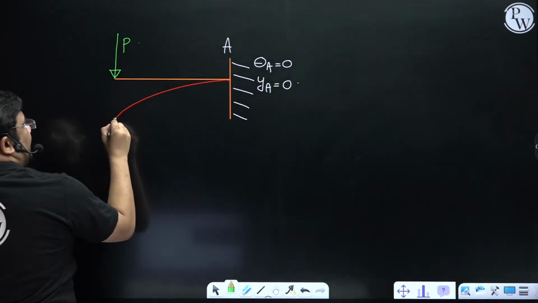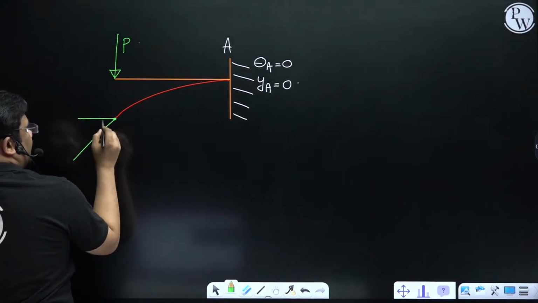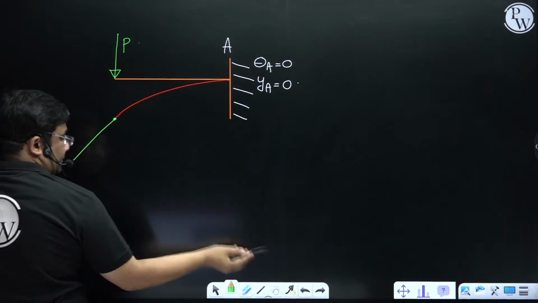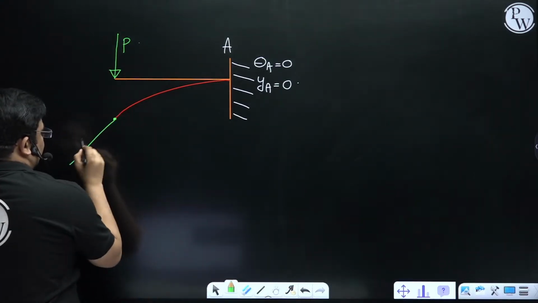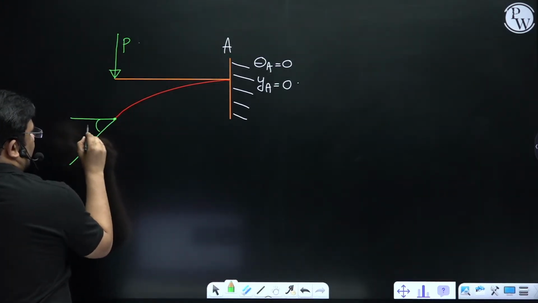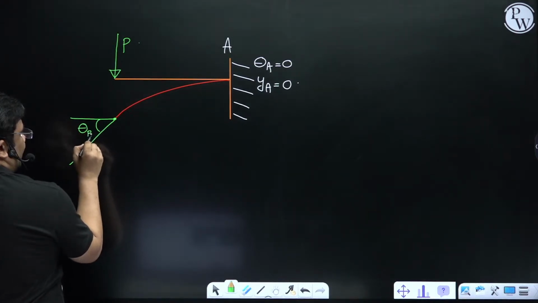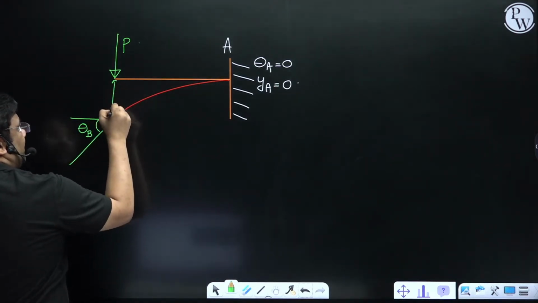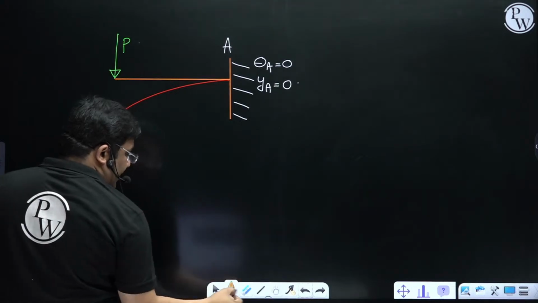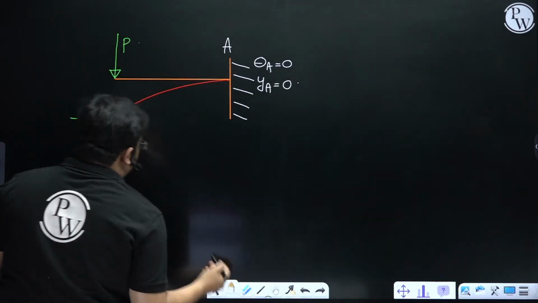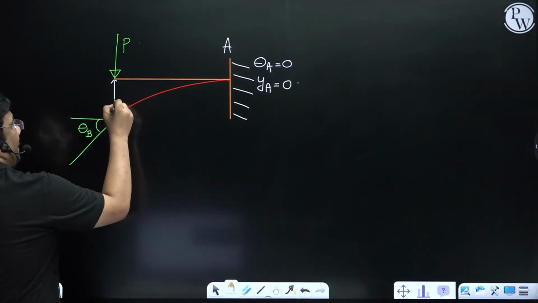Here I will get some slope. If I draw a tangent, I'll get a slope theta B. This is the slope at the free end, and this will be the deflection at the free end. Now how to find it?